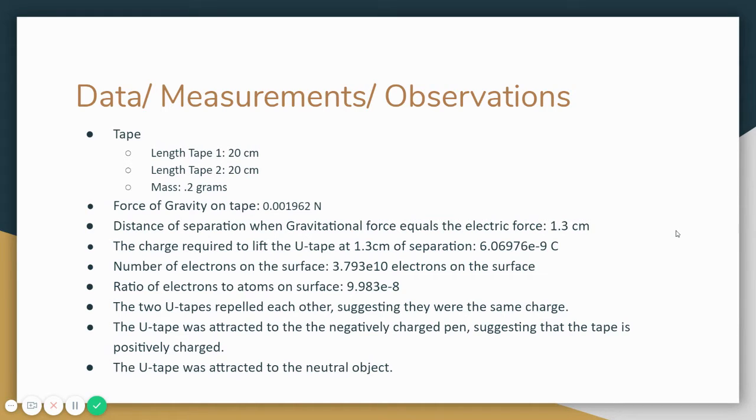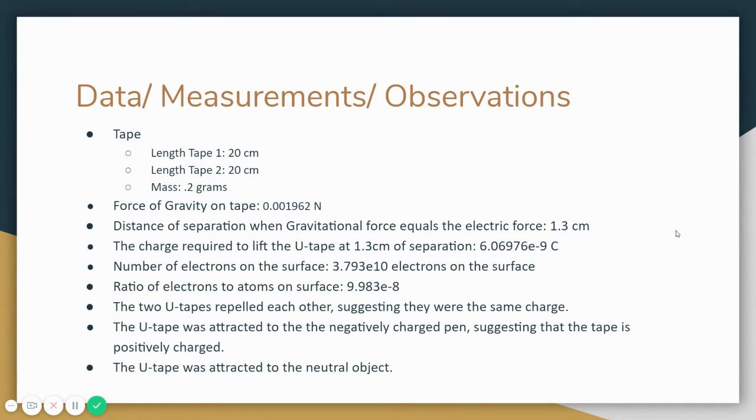During experimentation, I found the distance of separation when gravitational force equals the electric force to be 1.3 centimeters. And based on this relationship, I could find the charge required to lift the U-tape at 1.3 centimeters of separation. I found that charge to be around 6.1 times 10 to the negative 9 coulombs. And from there, just by dividing by the quantum charge of an electron, I found the number of electrons on the surface to be around 3.8 times 10 to the 10th electrons.